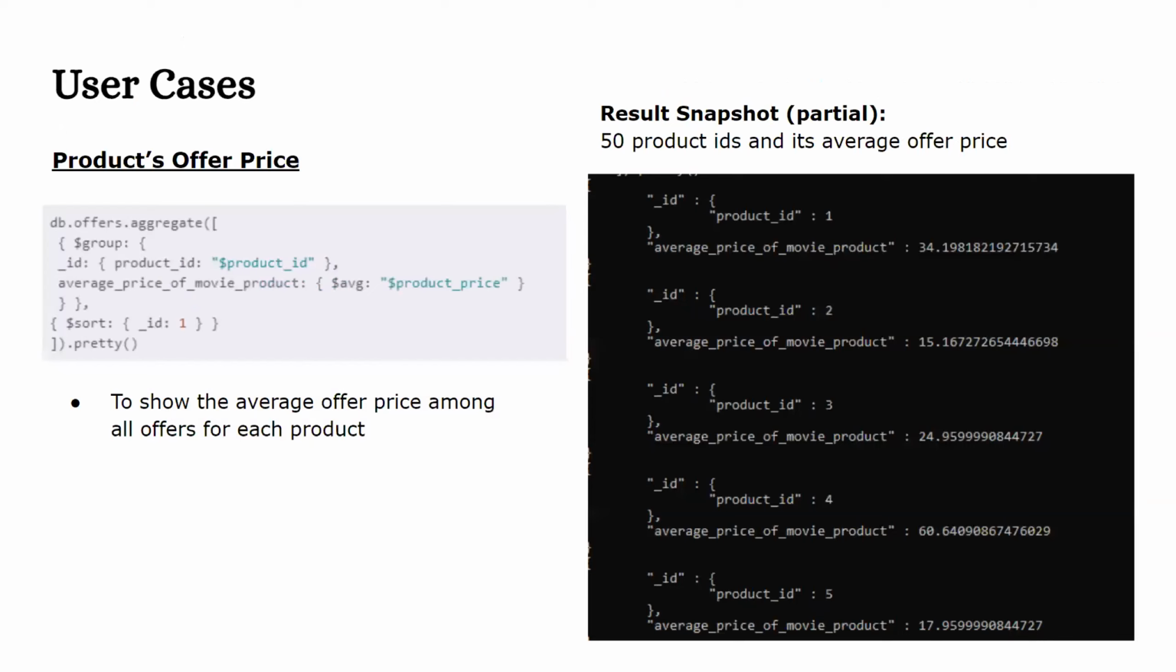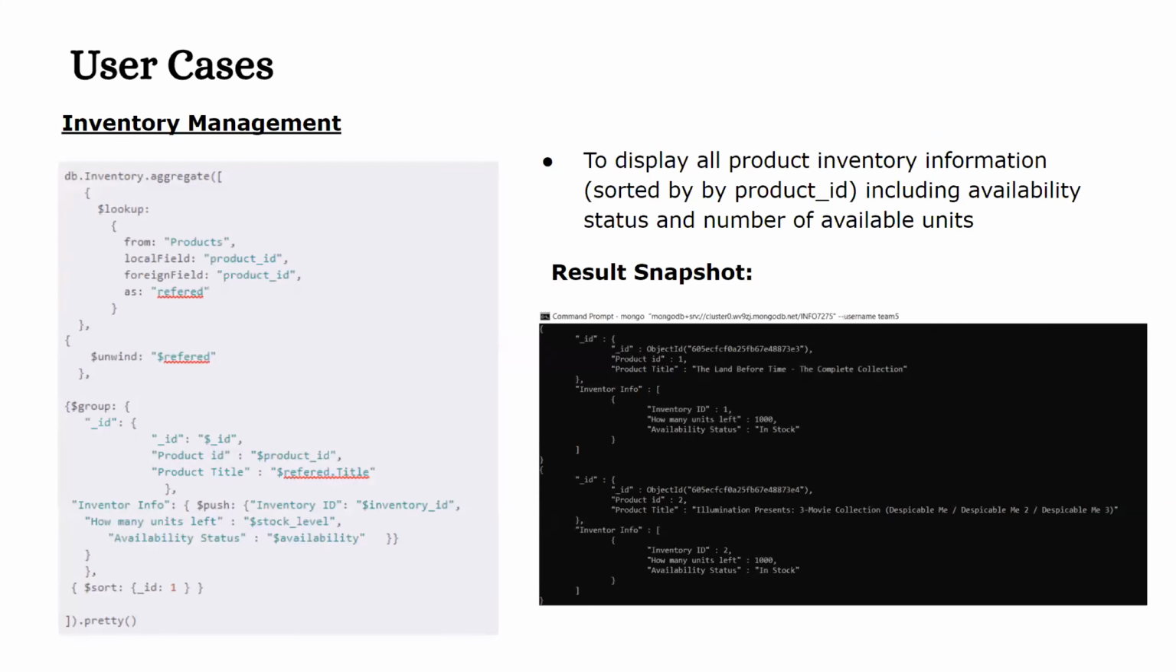Next, we have product offer price, summarizing the average offer price of the 50 bestsellers. Next. For inventory management, we have all the products' inventory information such as inventory ID, current inventory amount, and status. Users can easily check the inventory for the product. Next slide.